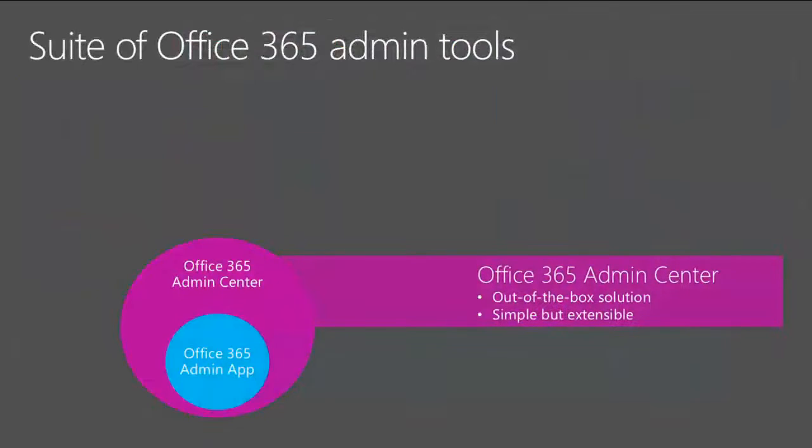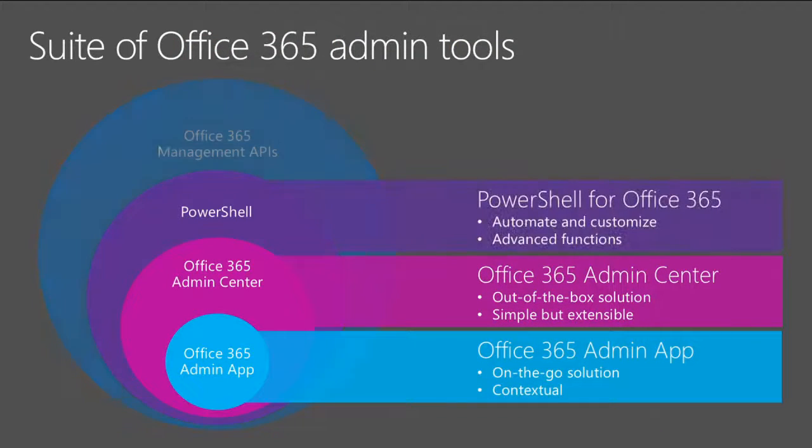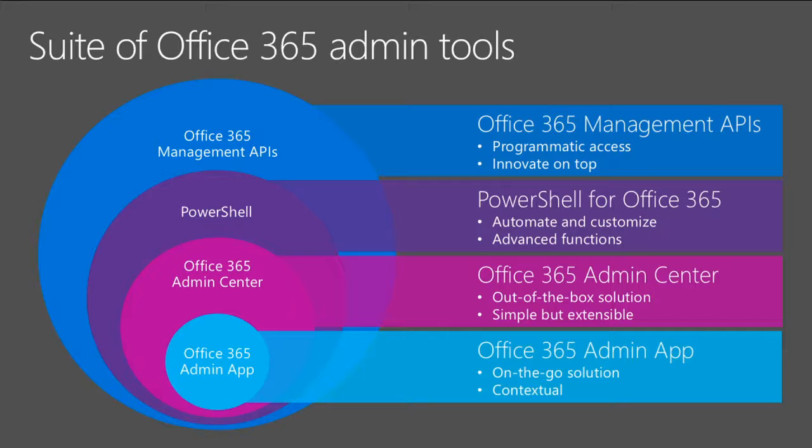So just to summarize the suite of tools, we look at it from the Office 365 admin app. It's the on-the-go solution, enabling a contextual look. If I just want a snapshot of what's going on with my tenant, this is the easiest way to do it. If I need to reset a password, again, that's the quick way to do it. The Office 365 Admin Center really is the go-to solution for us.